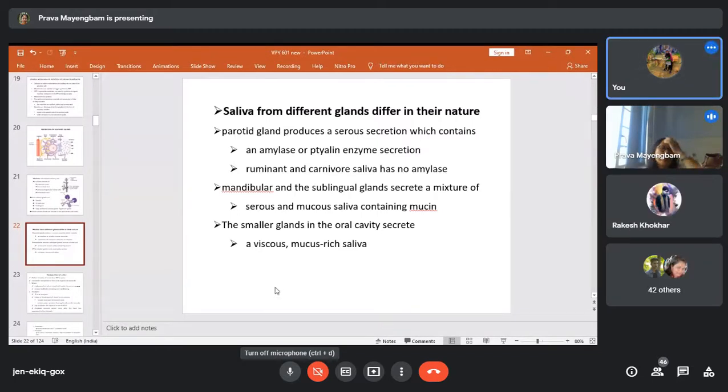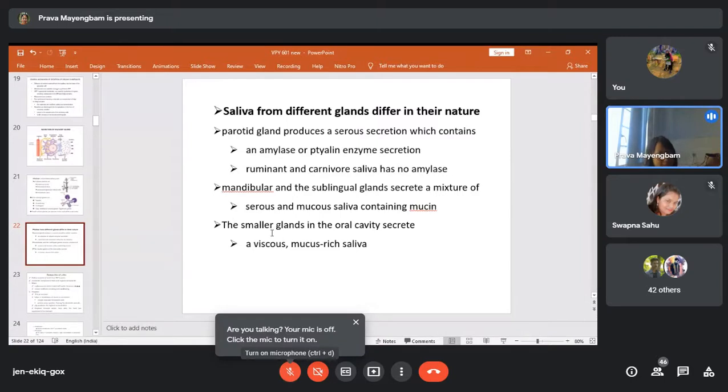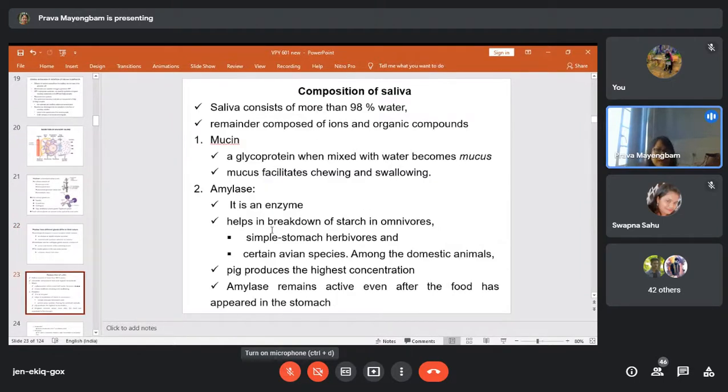No. Oh, okay. So the mandibular and the sublingual glands secrete a mixture of serous and mucous saliva containing mucin, and the other smaller glands in the oral cavity secrete viscous, mucus-rich saliva. If we look at the composition of saliva, it consists of more than 98% water, and the remainder is composed of ions and organic compounds.